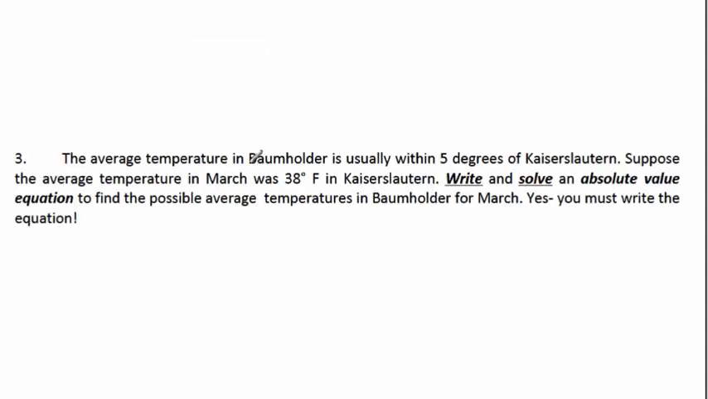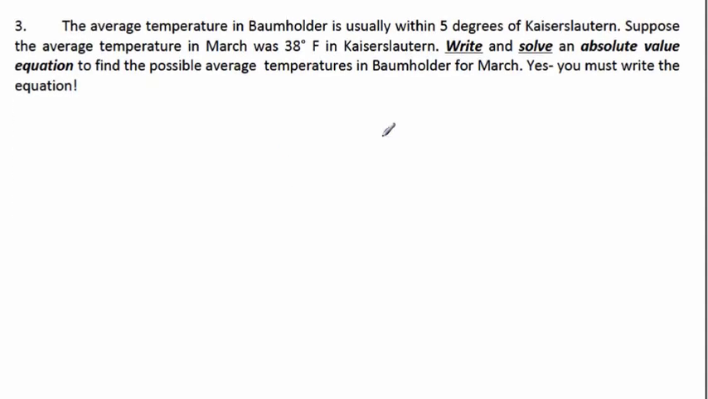Let's look at these application problems. The average temperature in Bomb Holder is usually within 5 degrees of Kaiserslautern. Suppose the average temperature in March was 38 degrees in Kaiserslautern. So, write and solve an absolute value equation.